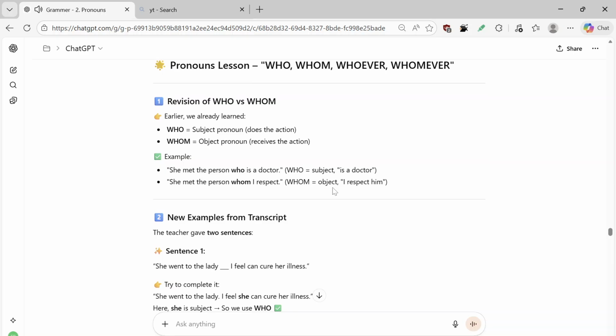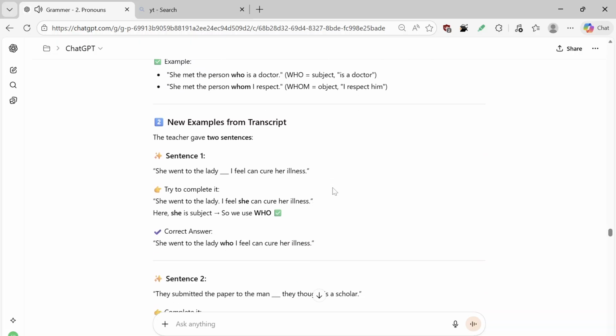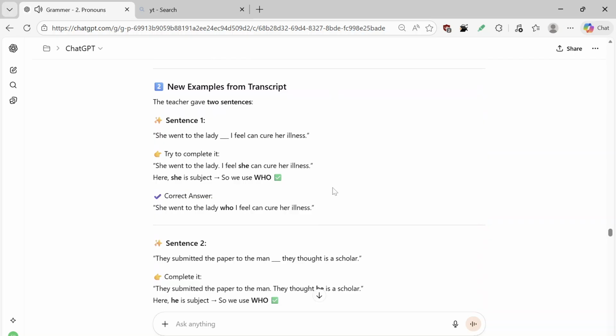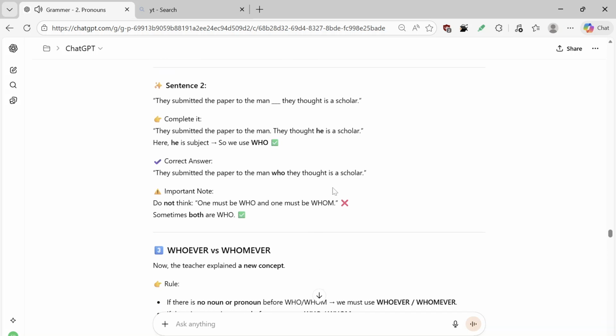New examples from the transcript. The teacher gave 2 sentences. Sentence 1: she went to the lady I feel can cure her illness. Try to complete it: she went to the lady I feel she can cure her illness. Here she is subject, so we use who. Correct answer: she went to the lady who I feel can cure her illness. Sentence 2: they submitted the paper to the man they thought is a scholar. They thought he is a scholar. Here he is subject, so we use who. Correct answer: they submitted the paper to the man who they thought is a scholar. Important note: do not think one must be who and one must be whom. Sometimes both are who.